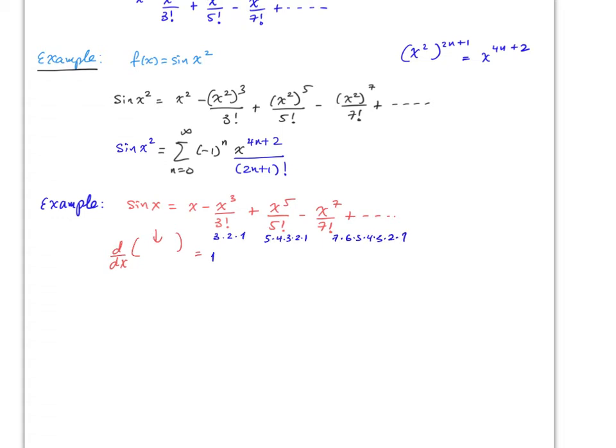So there should be no mystery. So the derivative of x is 1. Now the derivative of x cubed is going to be 3x squared. The 3 will cancel, so it will be x squared over 2 times 1.